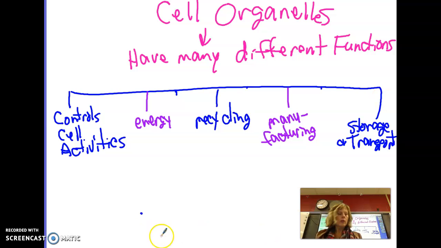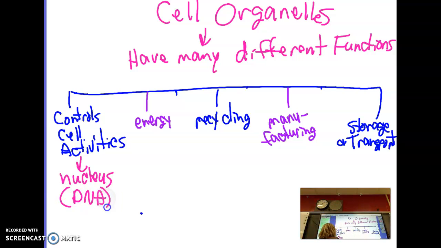So, if we look at which organelles do those different things, controls cell activities, I think most of you probably know. That's a job for the nucleus. And inside the nucleus we have DNA. That is actually the molecule that controls directing those activities, if you will. It contains the blueprint for everything that needs to be made within the cell.